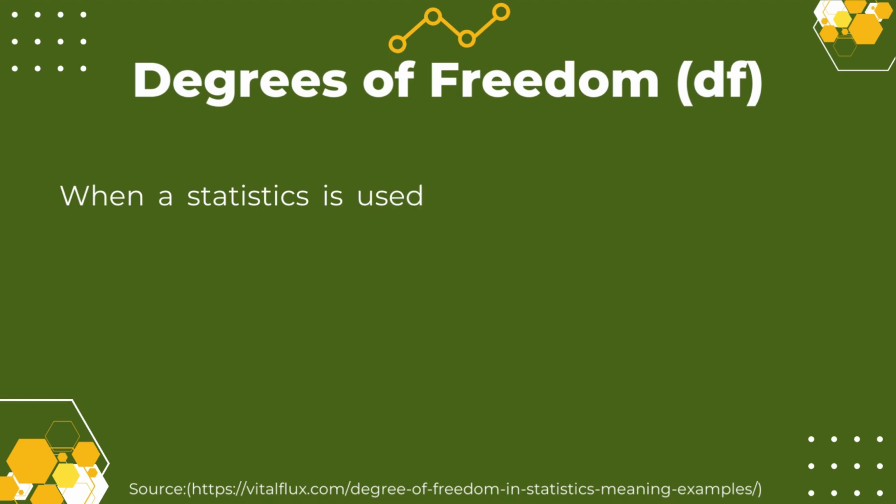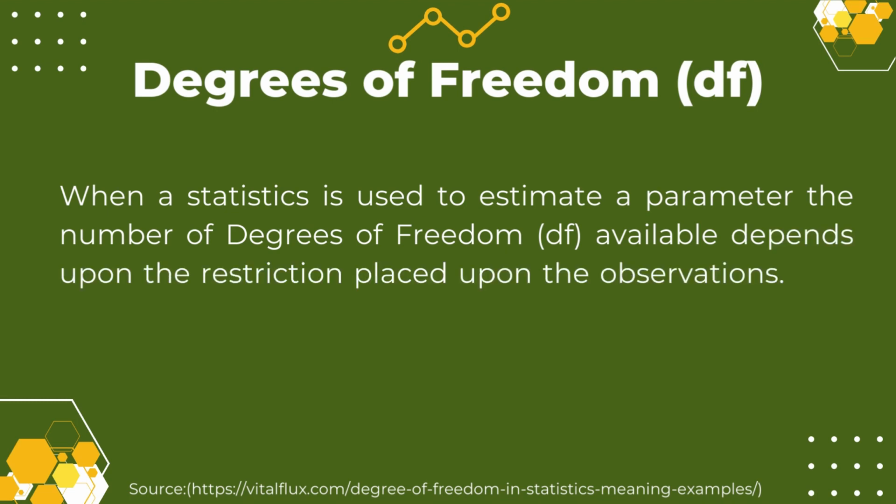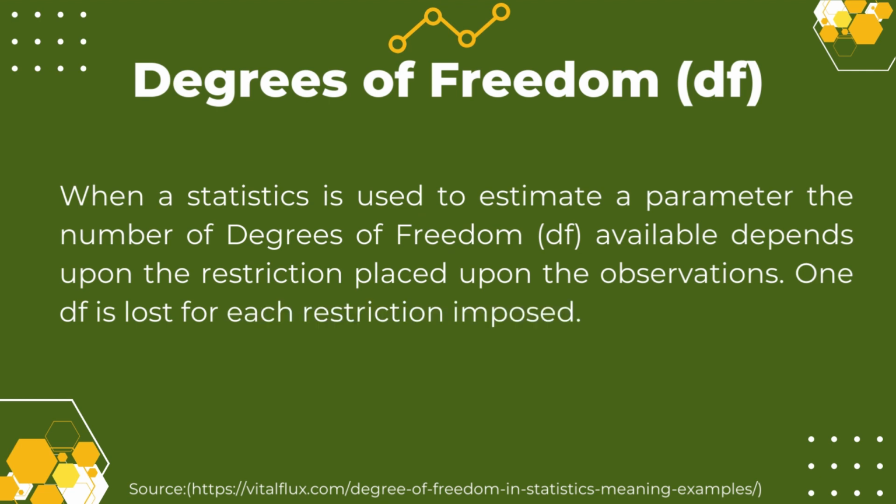When a statistic is used to estimate a parameter, the number of degrees of freedom available depends on the restrictions placed upon the observation. 1 degree of freedom is lost for each restriction imposed. For example, if we are having a sample size of 100, in that case we will have the degree of freedom of n-1, that is equal to 99 degrees of freedom. Okay, why are we reducing the n by 1?